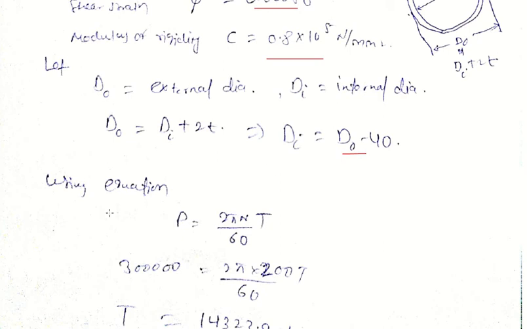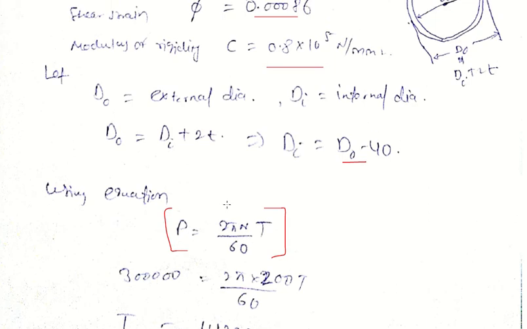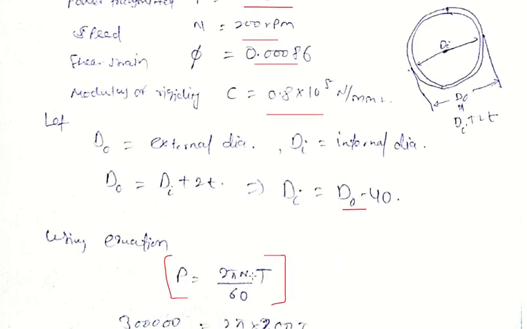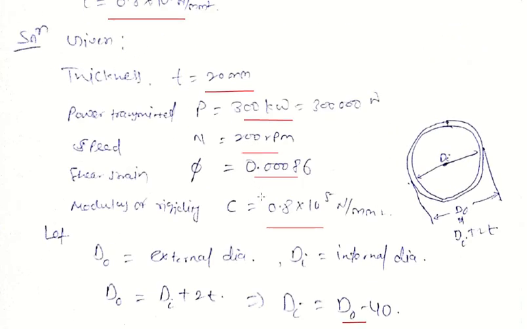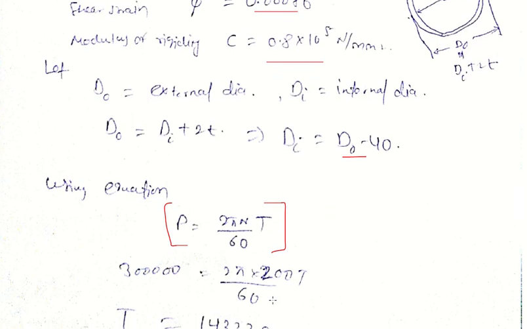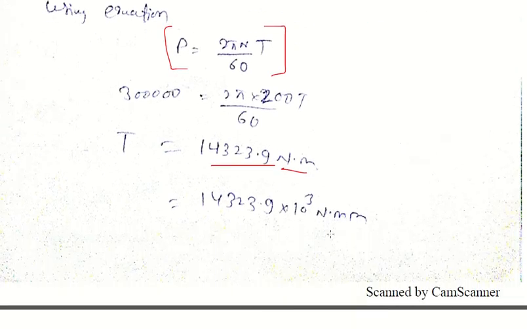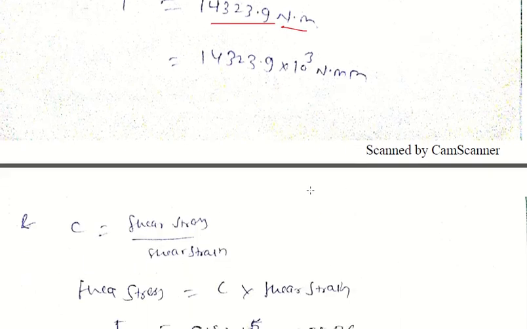So first we use the equation of power transmitted by shaft due to torque. So P equals 2 pi NT by 60. Here P is given in the question, power transmitted. So we put it here, and N is speed in rotation per minute. So it is given here, 200 rpm. So put it here, and we find out the T value in terms of Newton meter. In terms of Newton meter, so we will convert it into mm, because we are finding diameter in mm.